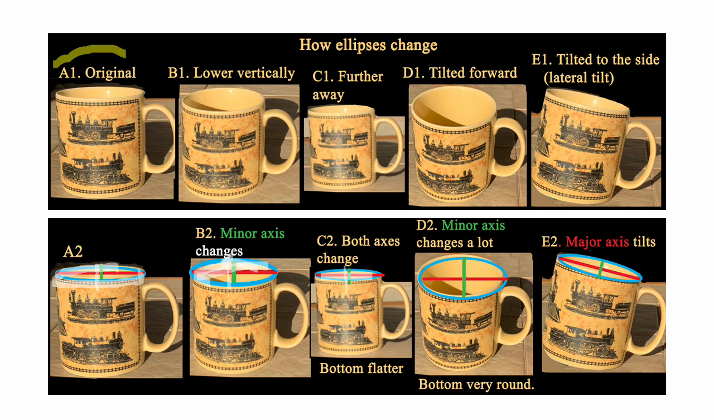If you tilt the cup toward us, this minor axis changes a lot, and if you tilt it enough, this coffee cup will look like a circle. And then lastly, you can tilt the major axis, and that tilts the ellipse.